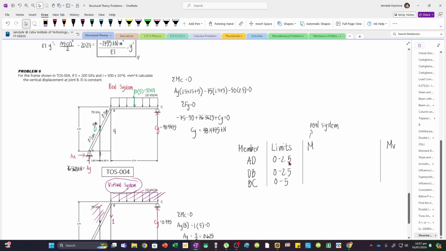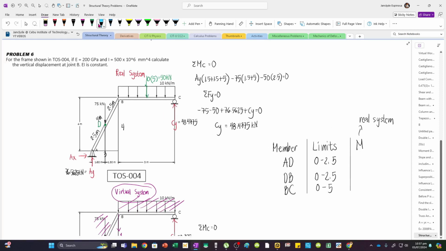Again, it's helpful to establish your first limit as 0 so that it will be easy to integrate. And then for the moments, we have to take moments about each segment. So this is going to be my first cut for segment AD, and this is my second cut for segment DB. And then for segment BC, it's helpful to form the moment equation from the right side. So this is going to be my cut. And then I will consider the right side for this one, and then I will consider the left side for this part. And then for segment AD, I'm also going to consider the left side.